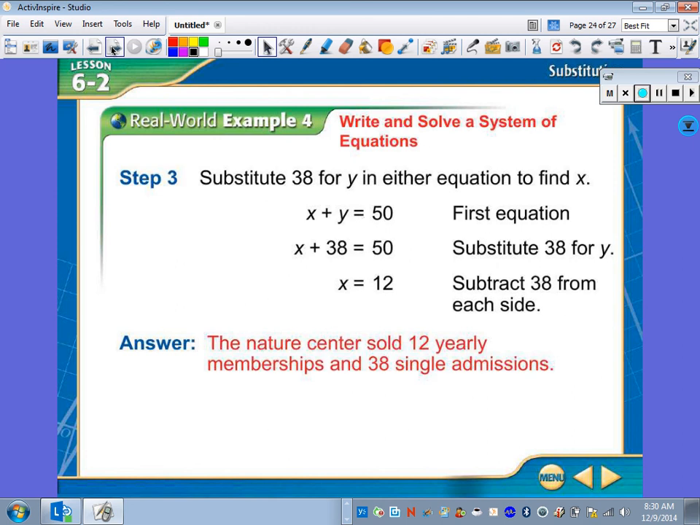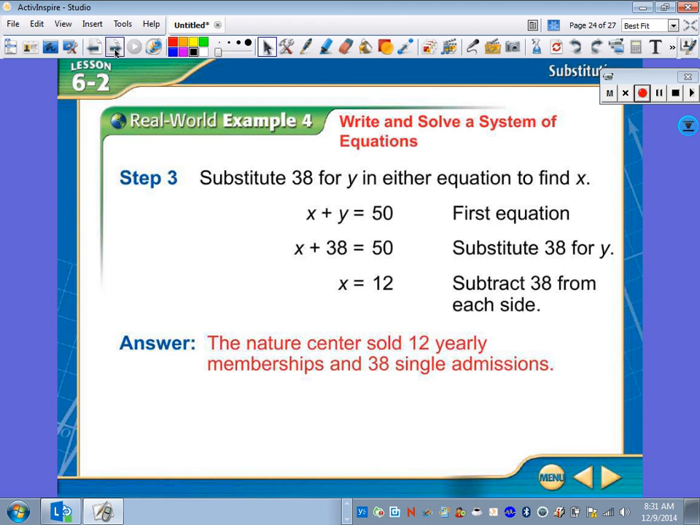Okay, so what that tells me is substitute 38 in the equation X plus y equals 50 because it's easy. X is 12. So you sold 12 yearly memberships because it's X comma Y, 12 comma 38, and 38 single admissions. Guys, there you go.